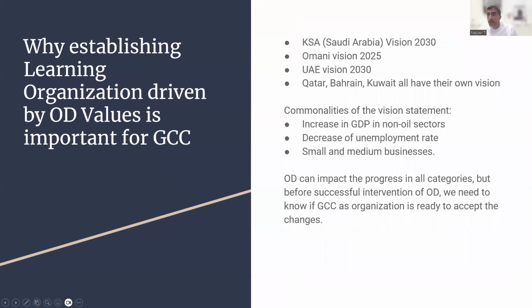Today, GCC countries are going through major transformation plans. And these plans are stated in the visions which have been communicated to the public. Each of the GCC countries has its own vision. But when we examine these visions, we found that they look at four elements. They look at economic diversification, social empowerment, and they aspire to have financial sustainability, and they also look after the environment, with a lot of environmental initiatives built within these visions. We believe that OD can impact the progress in all of these categories.